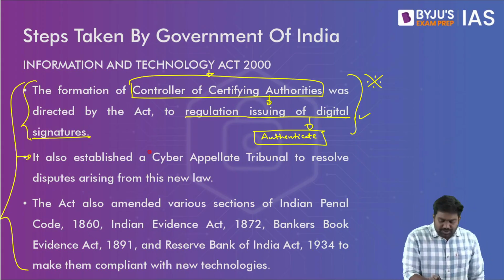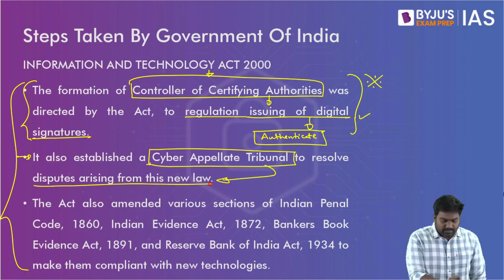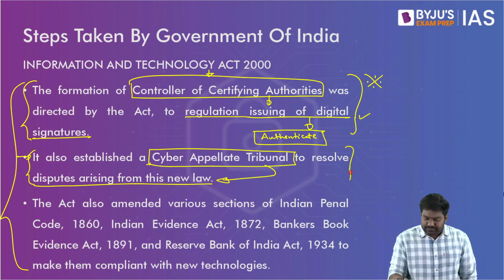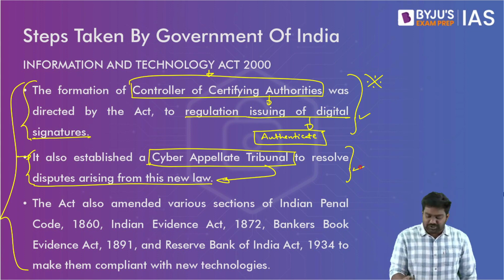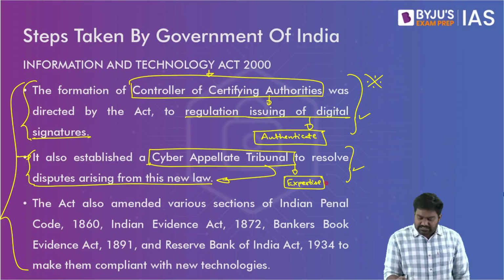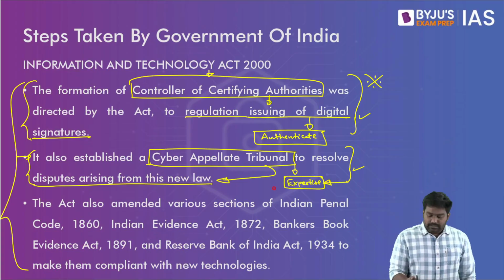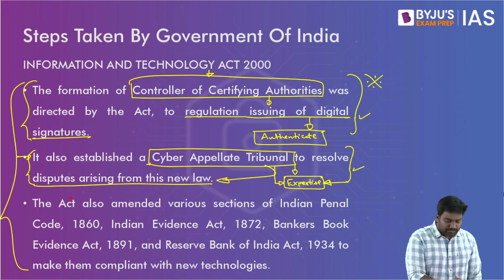The law establishes an appellate tribunal to resolve any disputes arising with regard to cyber incidents, because these cases require certain specialization. It requires expertise to handle them. Your regular judiciary may not be able to handle these cases, which require technical skills and technical knowledge, right? So an appellate tribunal, a quasi-judicial body, has been set up to look at the disputes.